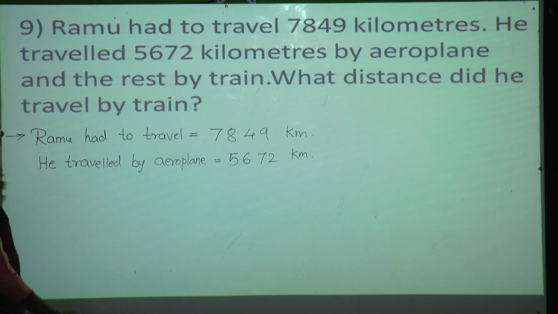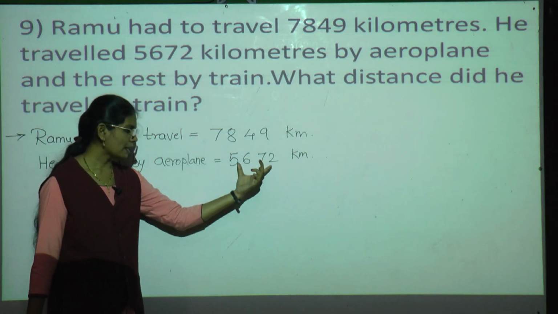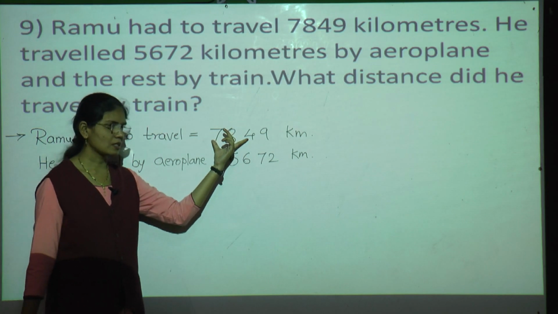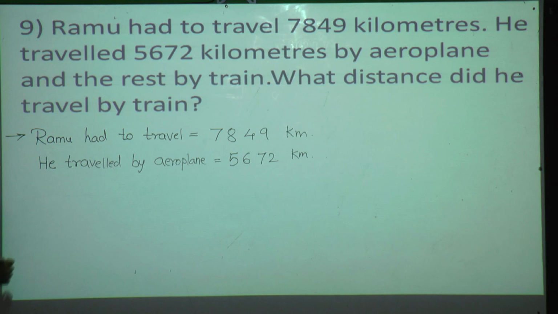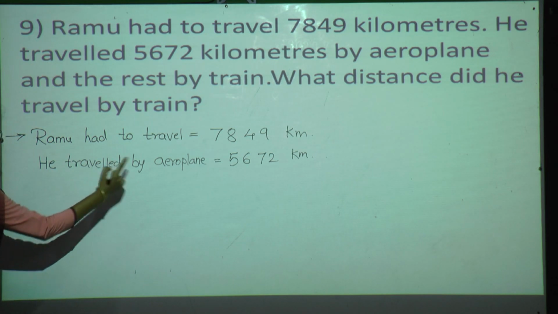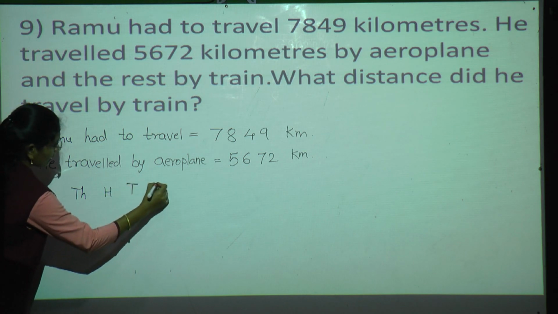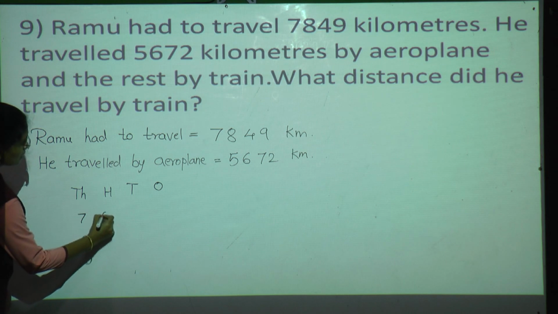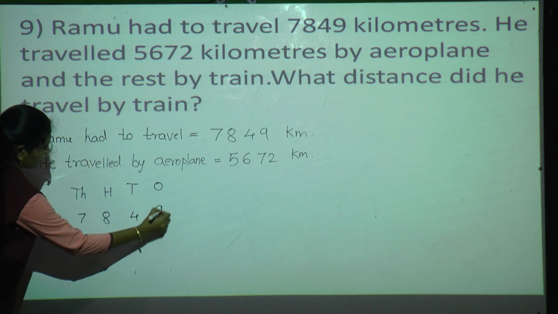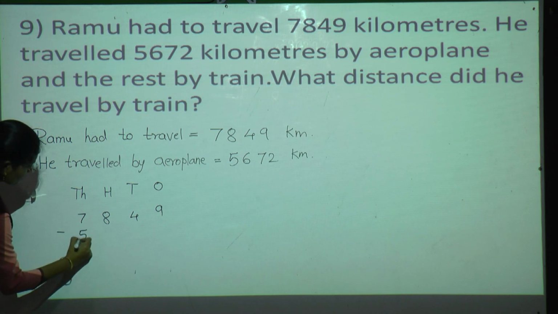So what we will do? We will subtract the distance traveled by aeroplane from the total distance, then we will get the distance traveled by the train. Okay, so do the subtraction. Both are 4-digit numbers, so draw the place value chart and write the numbers in it. The first number is 7849, minus the distance he traveled by the aeroplane, 5672.